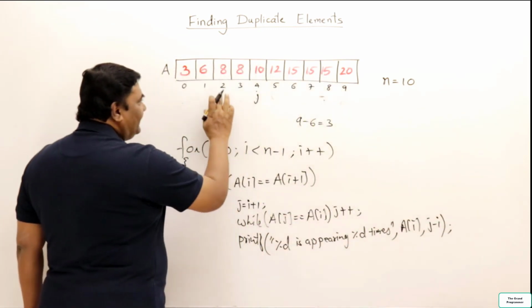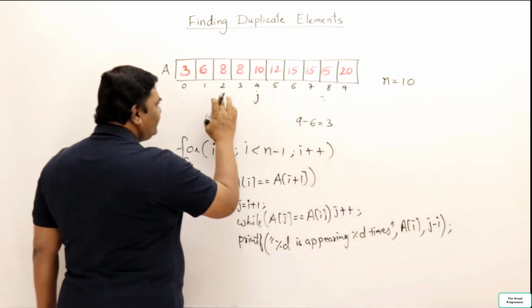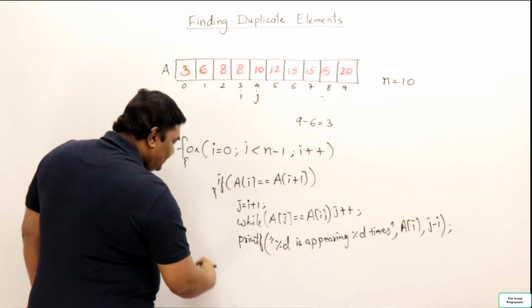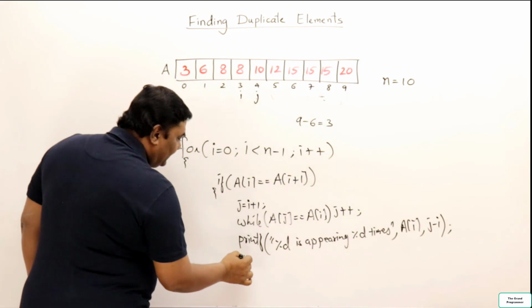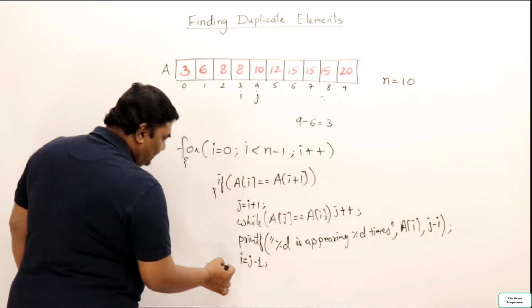Then after this, I should move i to a location just before j, because in the loop, again i plus plus, I will definitely be moving. So I should set i to j minus 1. That's all.